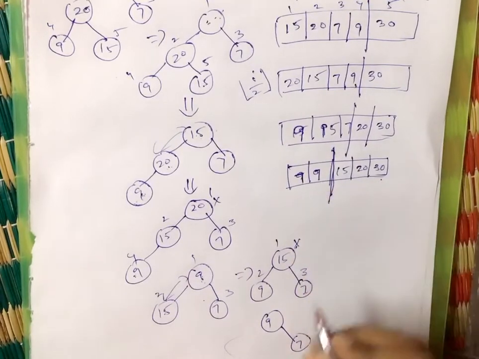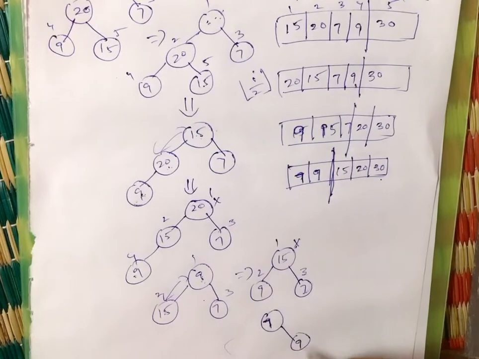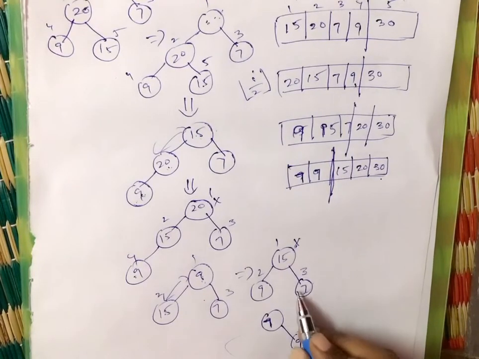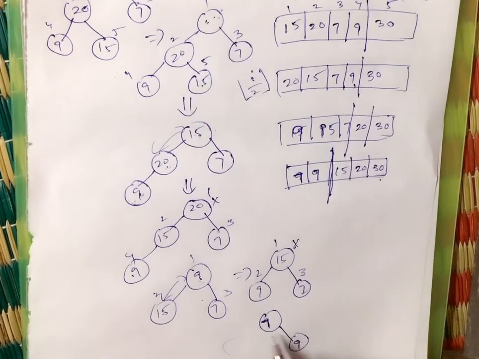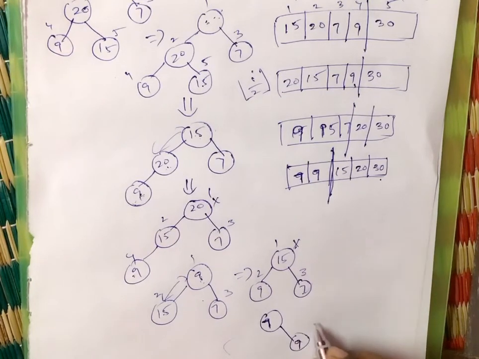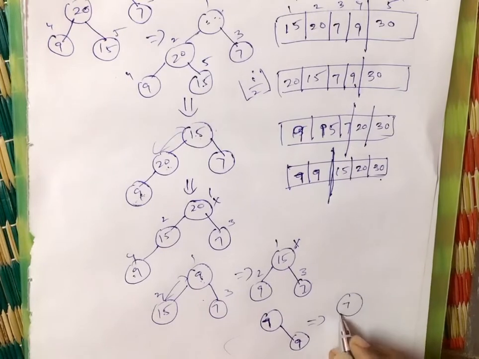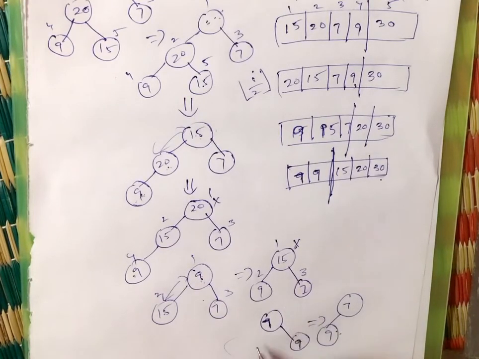Now 7 and 9 will be like this. Only the last element we need to replace. We need to check that condition also. 7 and 9 will be compared. This is the value which is greater. So this will not be at this position. We need to satisfy the complete binary tree. So the graph will be like this, 7 and 9 only, not like that. We need to satisfy that condition also.